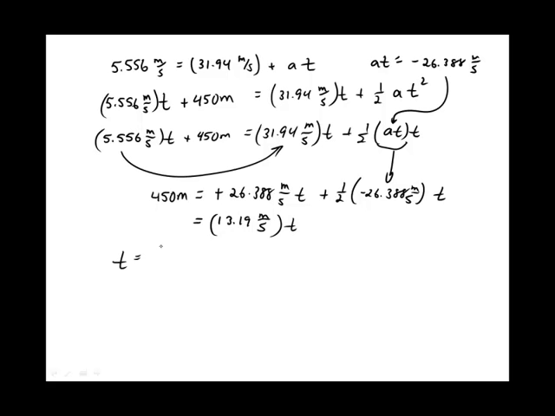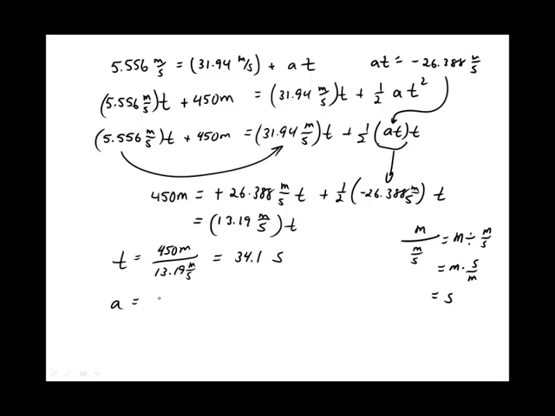And so t is equal to 450 meters over 13.19 meters per second. Again, I have meters divided by meters per second, which is meters times seconds over meters, which is seconds, which is good. I'm looking for a time, and I get 34.1 seconds. So that's how much time it takes for me to decelerate.